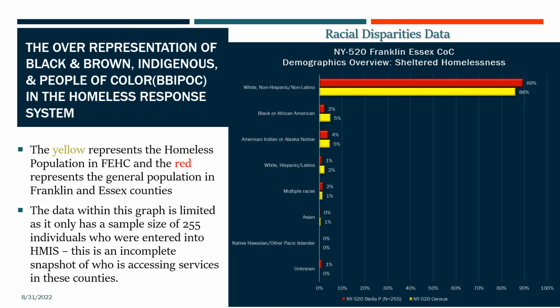The data available within HMIS is limited. So this is an incomplete snapshot of who is accessing services in these counties. Franklin and Essex counties have substantial numbers of tribal communities who provide services to the indigenous population within the area. HMIS data does not currently capture those being served within the tribal support systems. Franklin Essex Housing Coalition has an opportunity to make stronger connections with its tribal partners of the area in helping to solve the issue of homelessness.